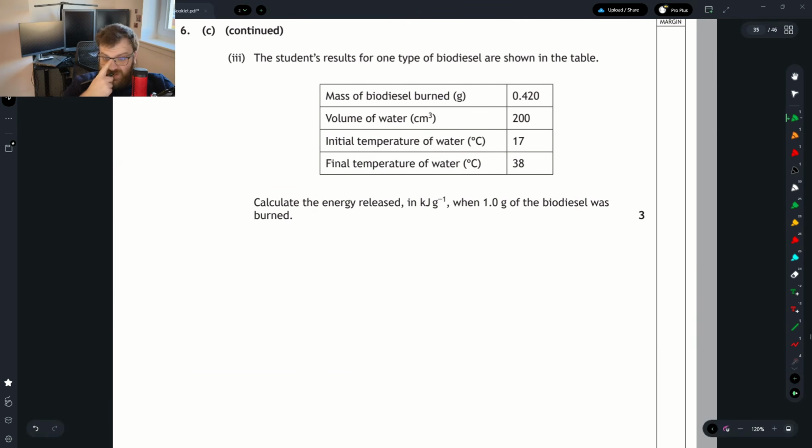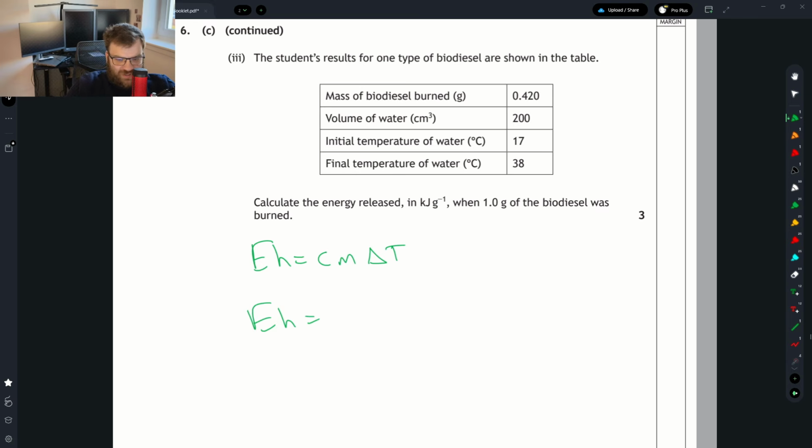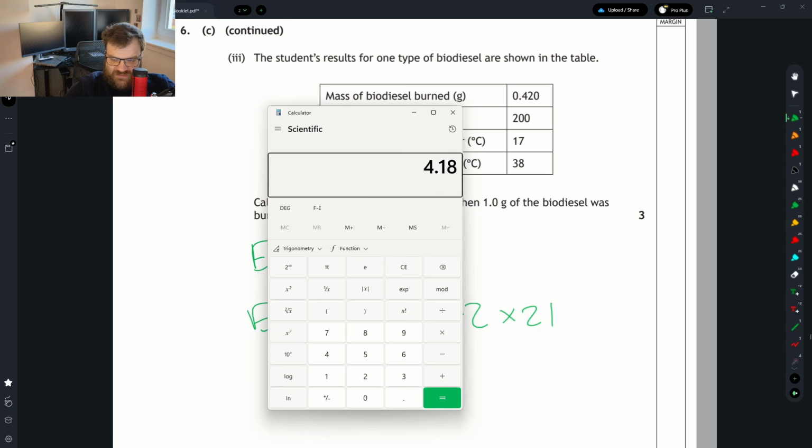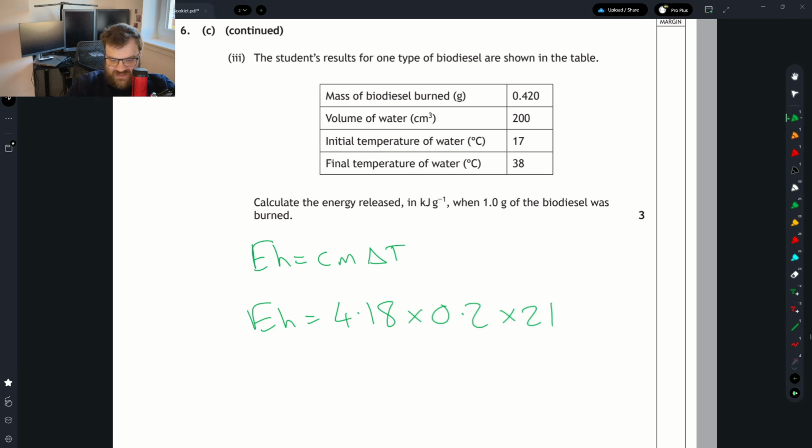Moving on. Here we're asked to calculate the energy released when 1 gram of biodiesel was burned. Eh equals cm delta T. Eh equals, it's the specific heat capacity of the water being heated, so 4.18. It's the mass of water, not this one, so it would be times 0.2 because we want it in kilograms. Yep, and then it's going to be times by the difference between those two, which is 21. 4.18 times 0.2 times 21 gives us 17,556.